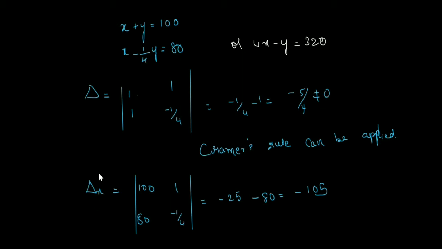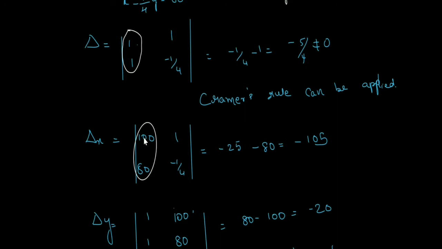Now we have to find delta x. How do you find delta x? The first column here is 1, 1. You have to replace it by the constants. What are the constants here? 100 and 80. So the first column 1, 1 is replaced by the constants 100 and 80. Multiply 100 into minus 1/4, that is minus 25, isn't it? 100 by 4 gives you 25. So it is minus 25 minus 80, that is equal to minus 105.